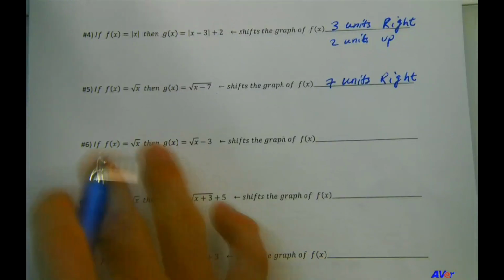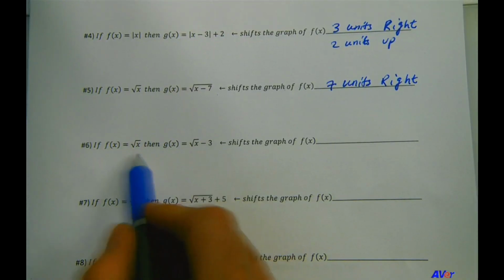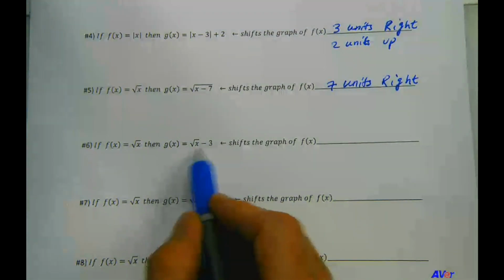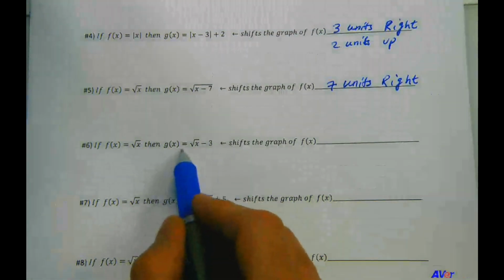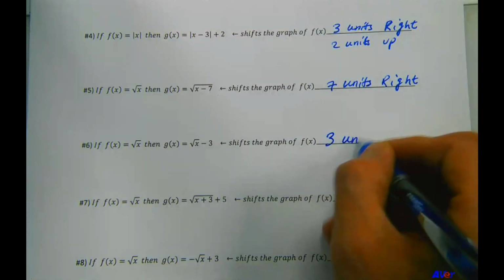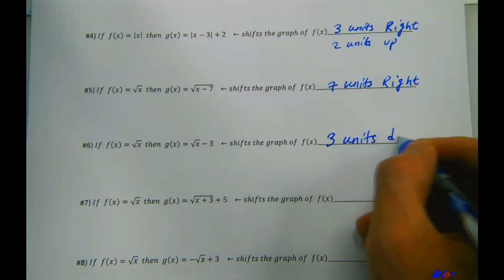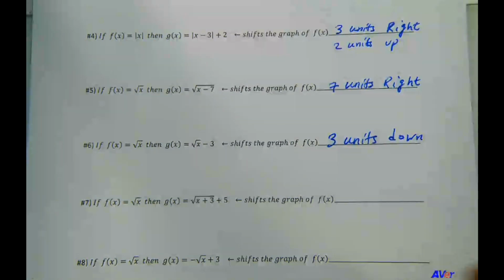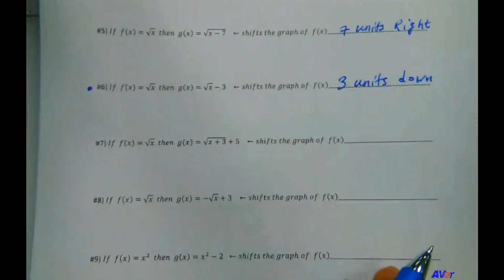So number 6, here we have again a square root function as our original function. We want to transform it using the g of x function. So this transforms that function 3 units down. Okay. Let's do a few of these and then I'll go back to the computer. So when I go back to the computer, we'll start with number 6.